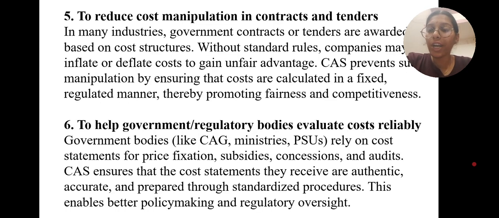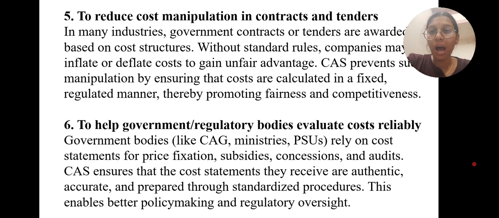And the fifth one is to reduce cost manipulation in contracts and tenders. When we are following a standardized system or format, contractors and tenderers who are getting government contracts or private contracts will not create any misrepresentation or include inappropriate items which are not actually included. So this cost accounting standard helps in reducing cost manipulation. Without these cost standard rules, companies may inflate or deflate the cost to gain unfair advantages for their companies.